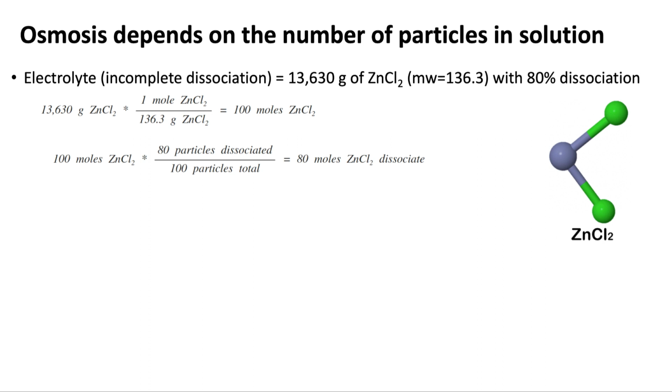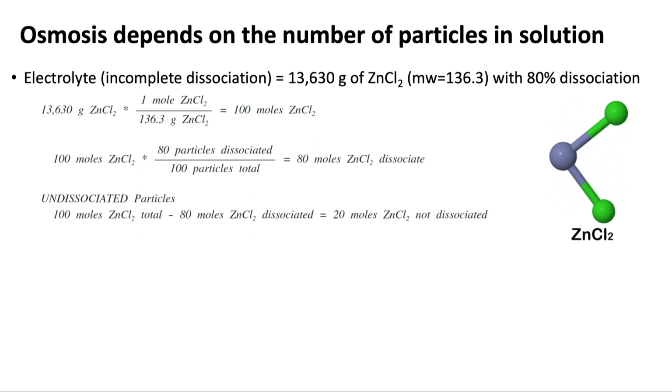Let's multiply that by the fact that we know there's 1 molecule of zinc chloride per its molecular weight, which is 136.3 grams of zinc chloride. Grams cancel, and we can see once again we are still starting with 100 moles of zinc chloride. The same as before, with 80% dissociation, that means 80 particles dissociate out of the 100 particles that you start with, which are 100%. So 100 molecules of zinc chloride times 80 particles that dissociate out of the 100 means that we will again have 80 moles of zinc chloride that dissociate. Okay, this is the same so far.